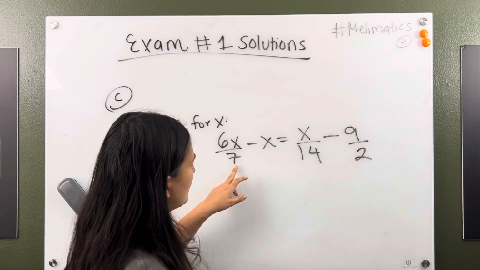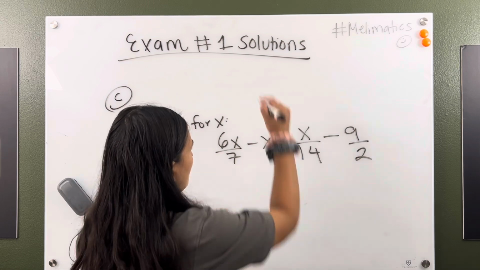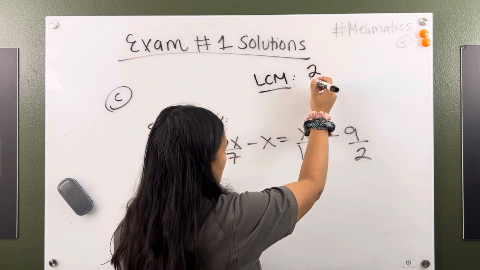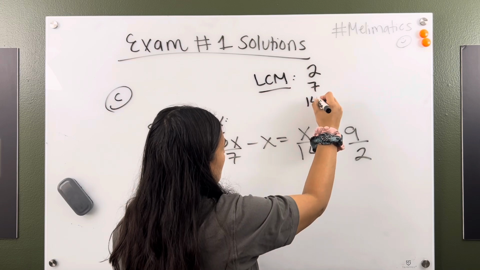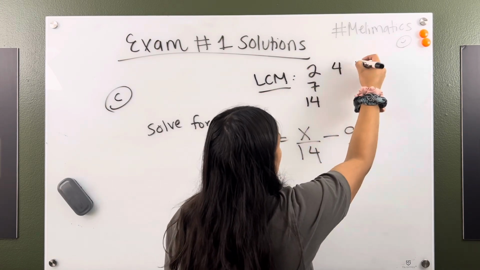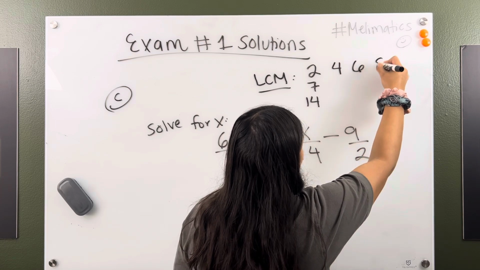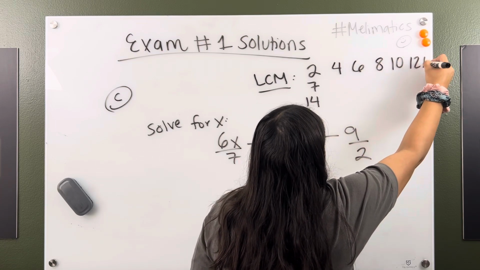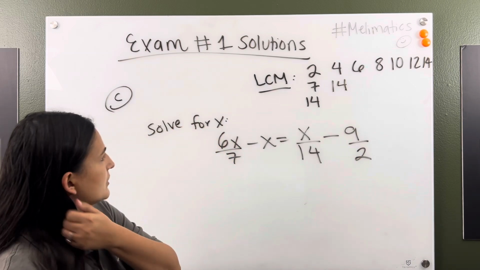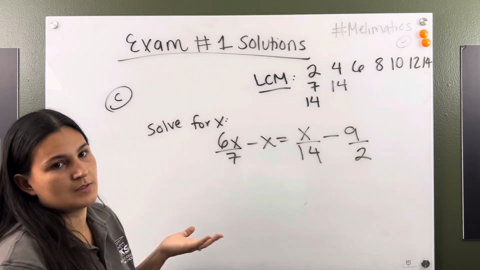What is the least common multiple of 7, 2, and 14? What is the least common multiple? That means look at the multiples, the timetables of 2, 7, and 14. When we look at the timetables, when do we get the smallest number that they all have in common? Well, of course, that would be 14, right? 2 times 7 is 14, 7 times 2 is 14, 14 times 1 is 14.